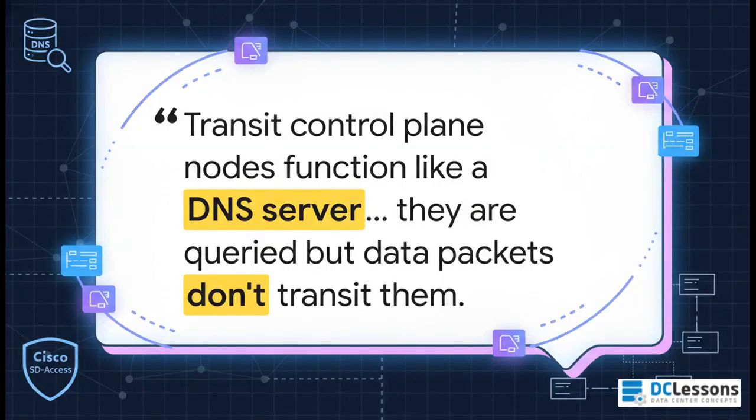This is a brilliant analogy from the source material. To manage this whole multi-site world, we introduce a new piece called the transit control plane. But, and this is key, it's not actually in the data path. It works just like a DNS server for the whole fabric. It tells the border nodes where to find endpoints in other sites, but it never becomes a bottleneck for the actual traffic. It's really clever.